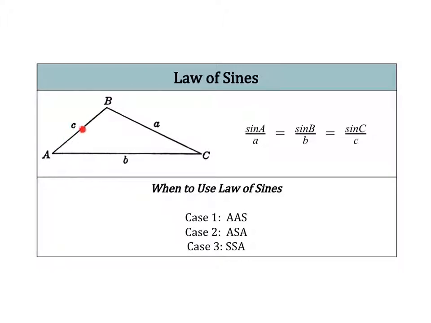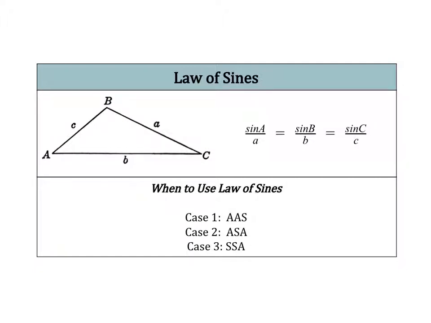So if we have a triangle ABC, remember when you're labeling a triangle, angle A is always opposite side A, angle B is always opposite side B, and angle C is always opposite side C. And the angles are always uppercase letters, and the sides are always lowercase letters. We can create a ratio between the angles and the sides using sine. We can say that the sine of angle A over side A equals the sine of angle B over side B, which is also equal to the sine of angle C over side C.